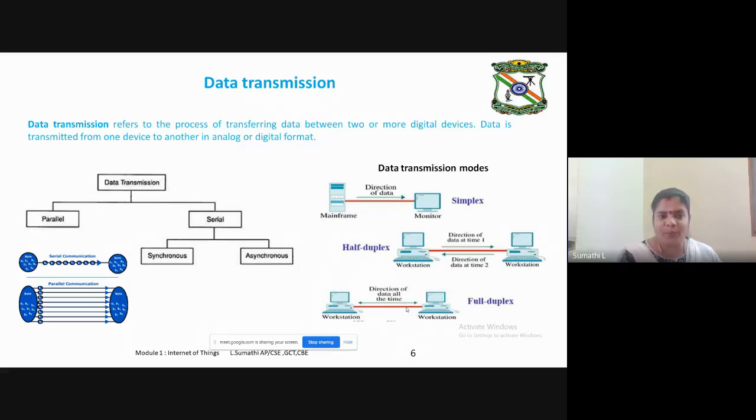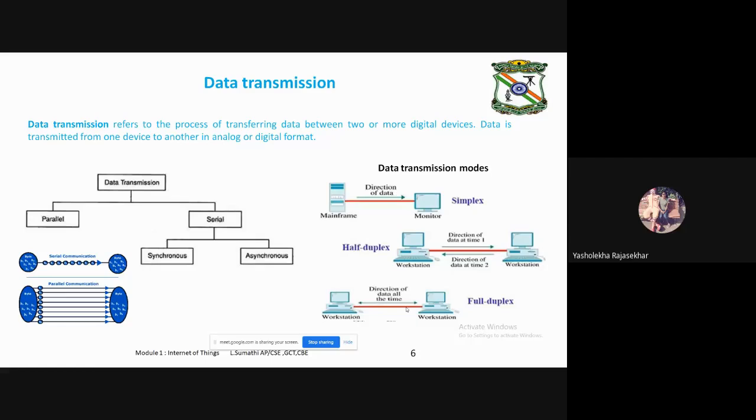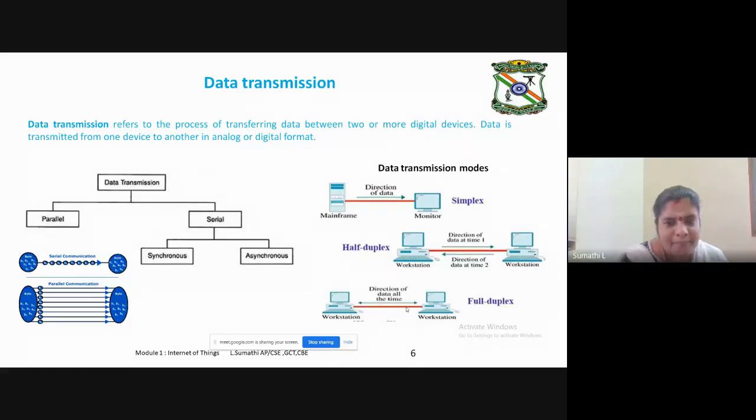Okay. Now I have a question. What kind of transmission is email? Is email half duplex? Okay. Any other answer? Can I have email as an asynchronous transmission? Can I say it is an asynchronous or synchronous transmission? Your email.